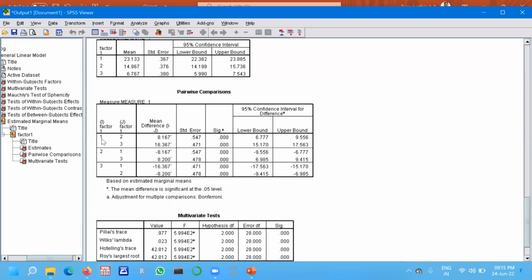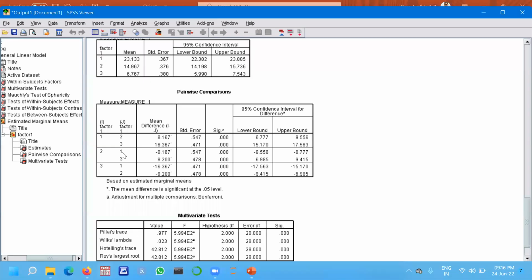Now when you compare 1 and 3, that means pre-treatment score and post-treatment 2, the mean difference is 16.36. So that also is significant because here it is below 0.05. Now when you compare pre-treatment and post-treatment, we have already compared here. 1 compared with 2 is the same as 2 compared with 1.